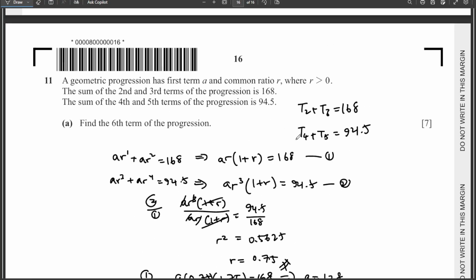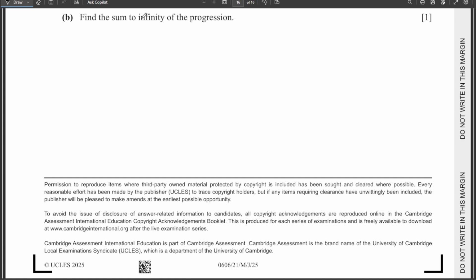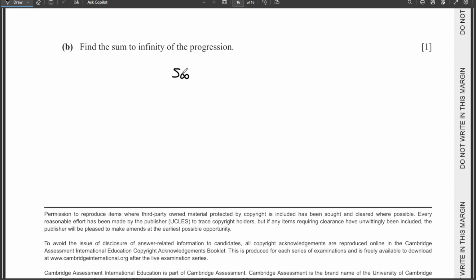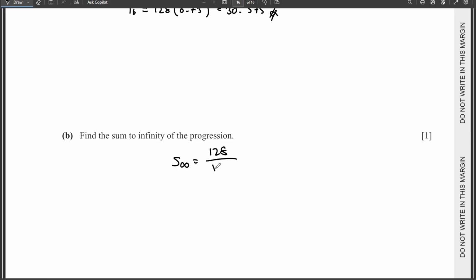Part B, find the sum to infinity of the progression. Sum to infinity only exists when the modulus of R is less than 1, so in this case that requirement is fulfilled. And if you forget the formula, look here: S infinity equals A over 1 minus R. So in this case, 128 over 1 minus 0.75. So 128 times 4 is 512. That will be the sum to infinity.